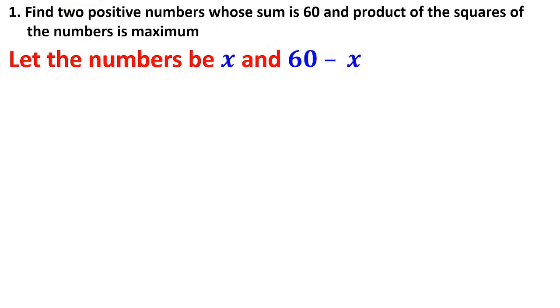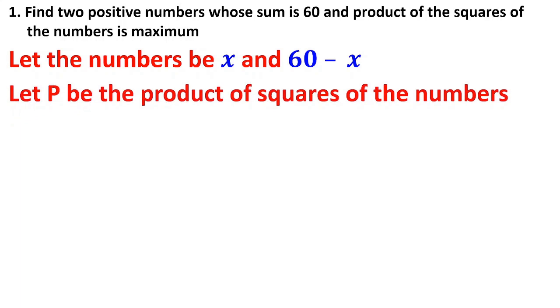Now we will have problems of different types. First, let us take a problem on numbers. We have to take two positive numbers whose sum is 60 and the product of the squares of the numbers is maximum. When the sum of two numbers is 60, we take the numbers as x and 60 minus x. I am expressing both of them in terms of x only.